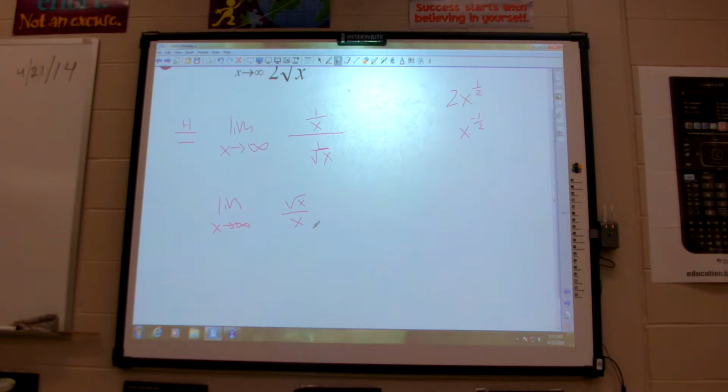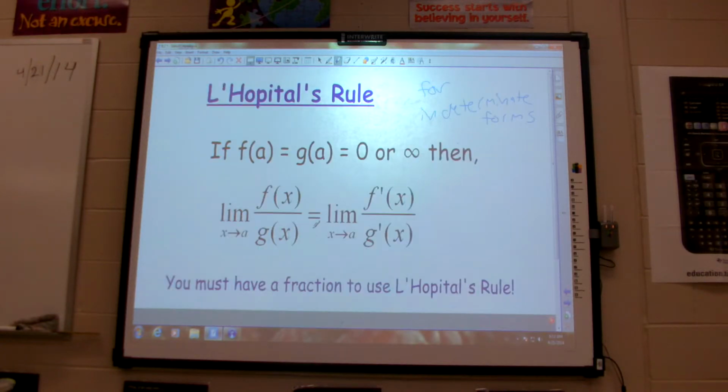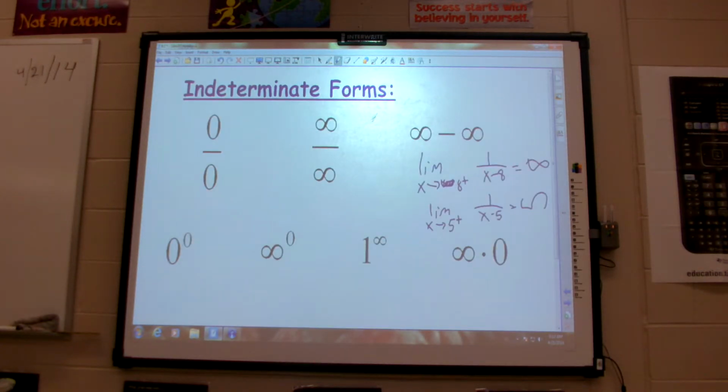Well, isn't the top one a smaller infinity? So what would your conclusion be there? It's a little less than 1. It does not even say over here smaller infinity or larger infinity. It's still an indeterminate form.